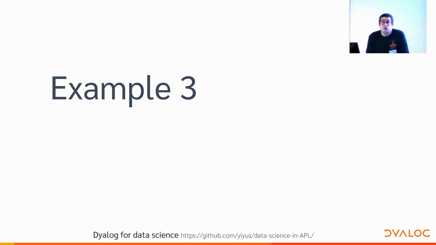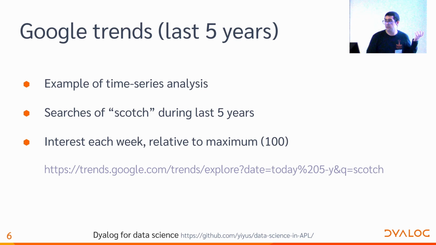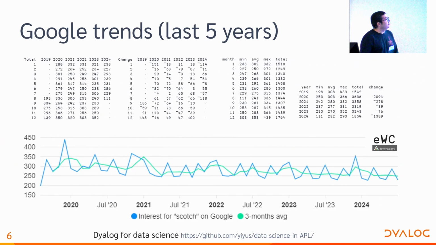And the last example I wanted to show, I really wanted to show some example of a time series analysis, because it's a very common problem in data science. And what I did is I used Google Trends to see the interest in Scotch during the last 5 years. We can look directly at the results, and you can see that we have peaks every Christmas, with a huge peak in 2020 during the pandemic.